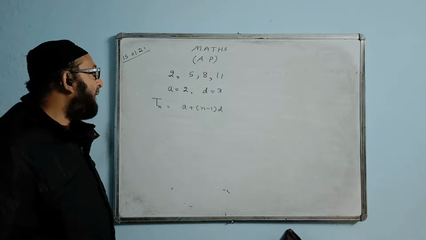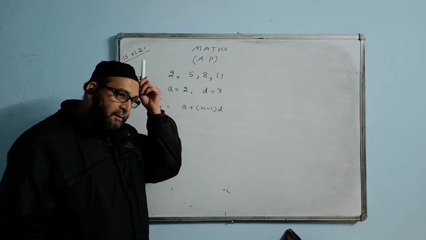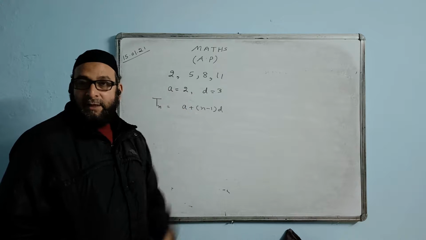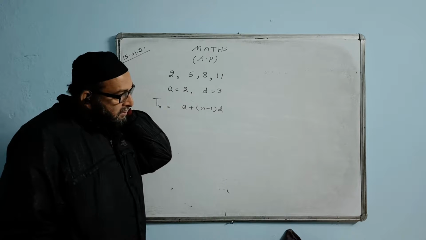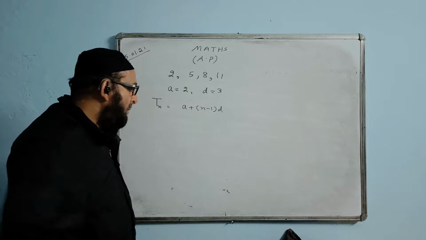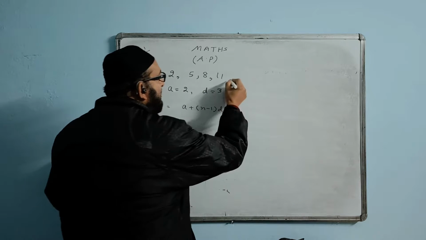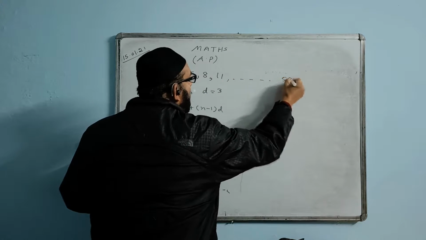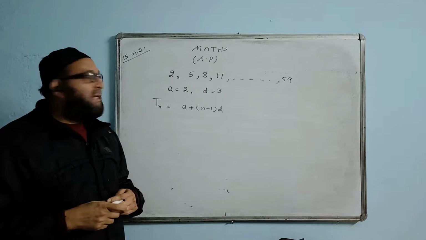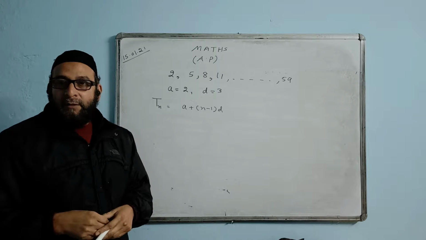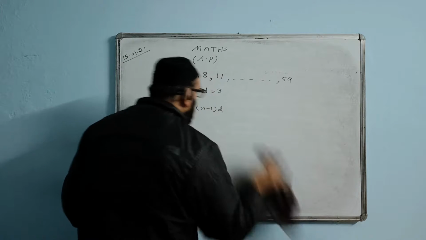If the question is asking you to find a particular term from the end, they will say "from the end." They will give the end of the series, suppose dot dot dot, and they give 59 out here. They are asking to find the sixth term from the end. So for that question, how will we do it?